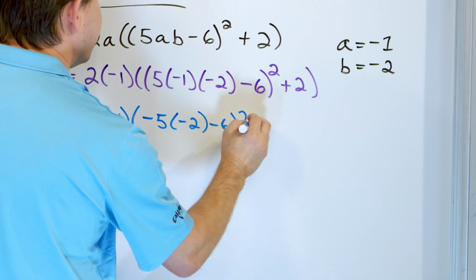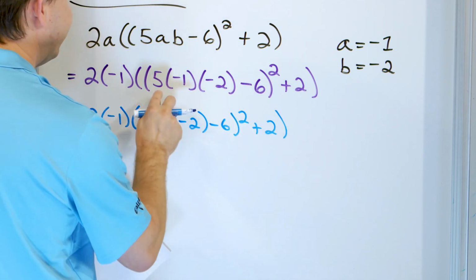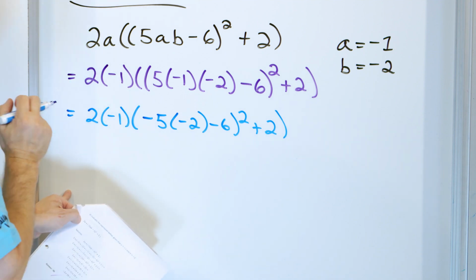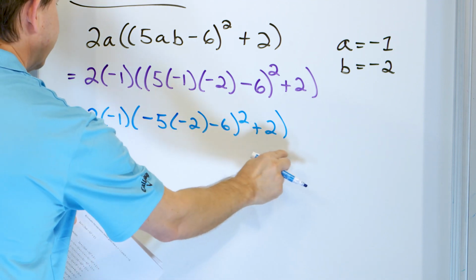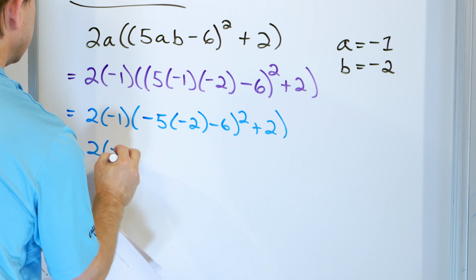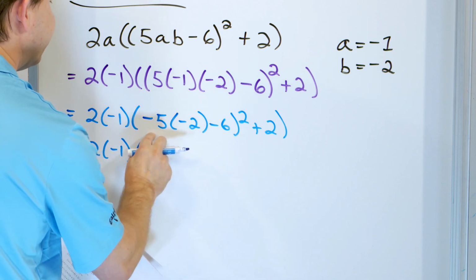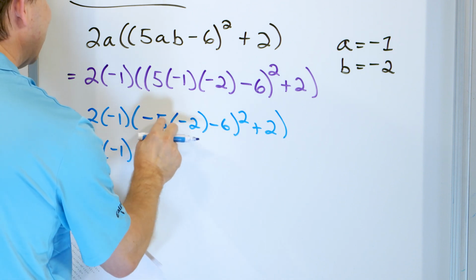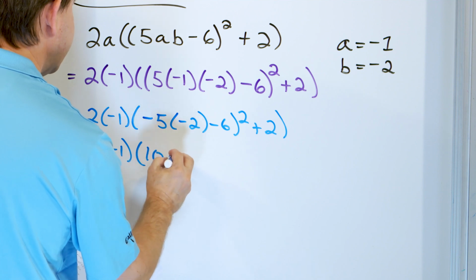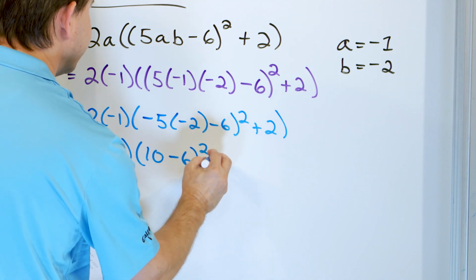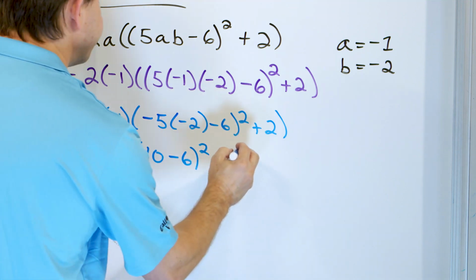And we just basically copy the rest of the problem down. We're just doing one little step at a time, right? Next step, what do we do next? We still have to work on the inside of here. And what do we have? Again, multiplication. 5 times 2 is 10, negative times negative is positive, so it's positive 10. That subtracting of a 6 is still there, like this.